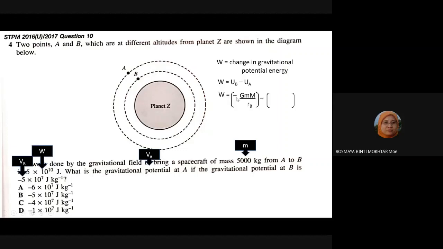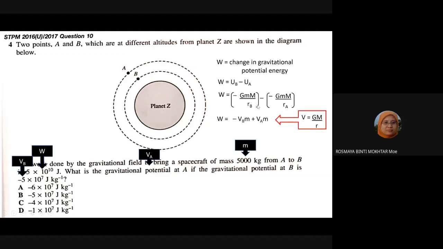And don't forget the negative. So at B it is negative GMm per RB. This m, small letter, is the mass of the spacecraft, and capital letter M is for the planet Z. So UA is also the same, negative GMm per RA. RA represents the distance of the spacecraft from planet Z at position A, okay? This one is position B, this one is at position A.